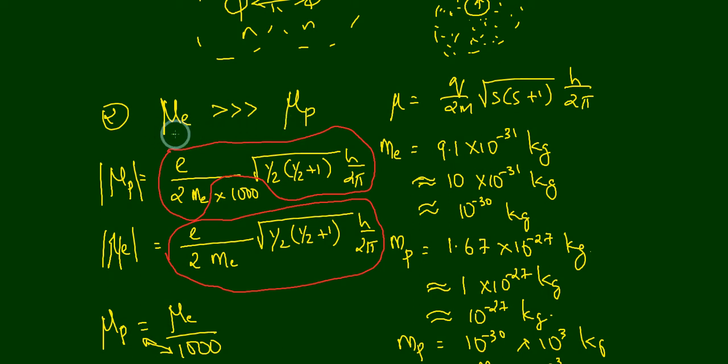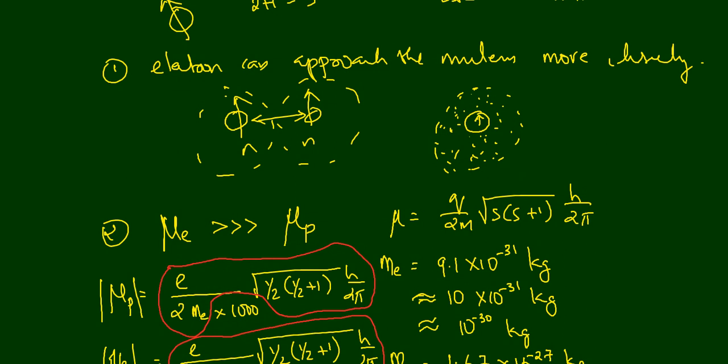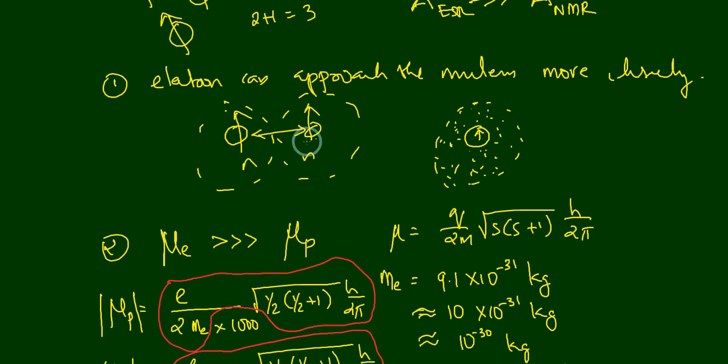Okay, and it means that electrons are much better magnets than the protons, or the nuclei, right? And because of this reason, the electron will couple with the nuclei with a much stronger value. This is the reason why the ESR hyperfine coupling constant is much larger compared to the NMR coupling constant.